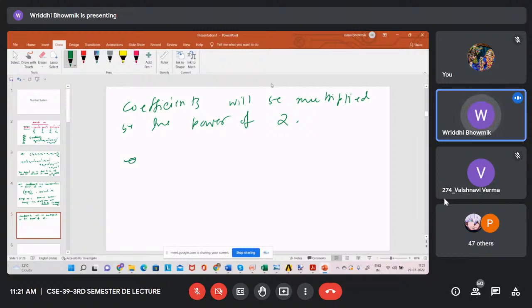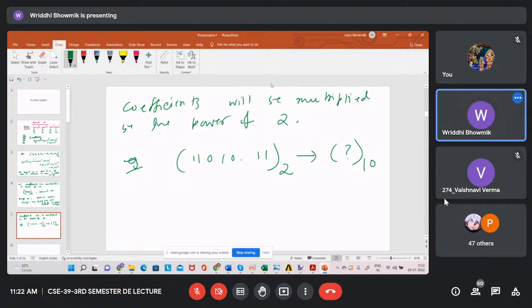Suppose, for example, 11010.11 base 2. Now, how to convert it to a decimal number, base 10 number? You are changing your base from 2 to 10. So how could you do that?